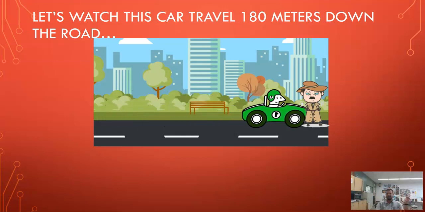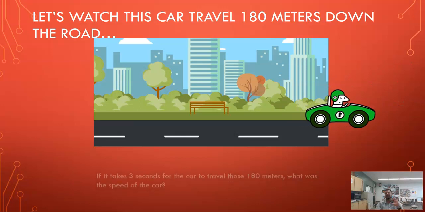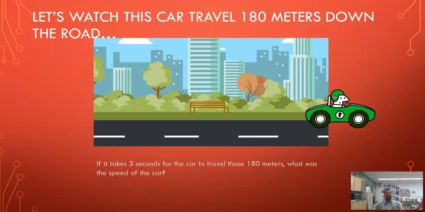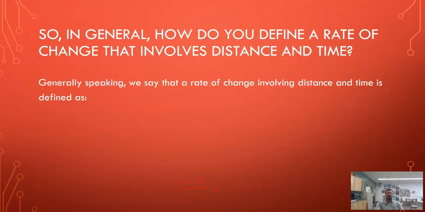So the car goes down the road, accidentally hits that dude, he's totally fine, I promise. And it took 3 seconds to travel those 180 meters. Now, most people, when you ask how fast the car was going, what was the speed of the car, would immediately say, oh, that's 180 meters, because that's how far it went, divided by 3 seconds, because that's how long it took, and we would say that is 60 meters per second. And I think everybody agrees that that is more or less how you find the speed of a car.